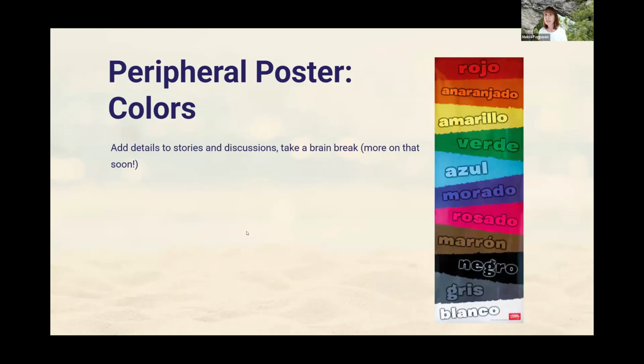And then another one is colors. And colors I love to have in my classroom. It seems like such simple vocabulary, but they're so useful in adding details to your stories. So you come to a story, you need to ask, like, what color is their shirt or something like that. And you've got your colors right there. So you don't need to actually teach colors. They can just come up as they come up. And they're also really useful for taking brain breaks, which we'll talk about in just a minute.